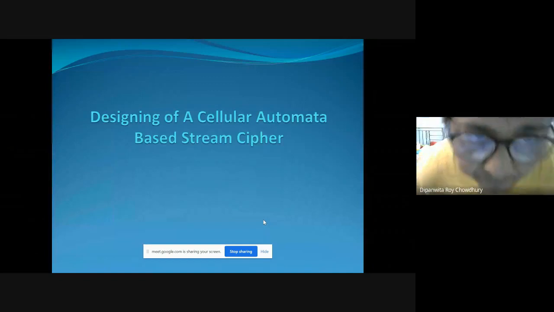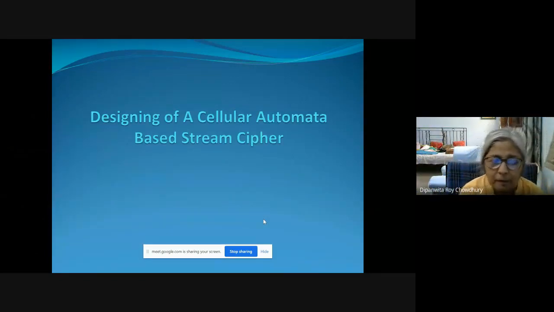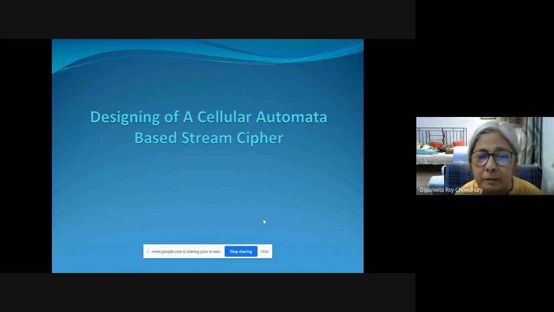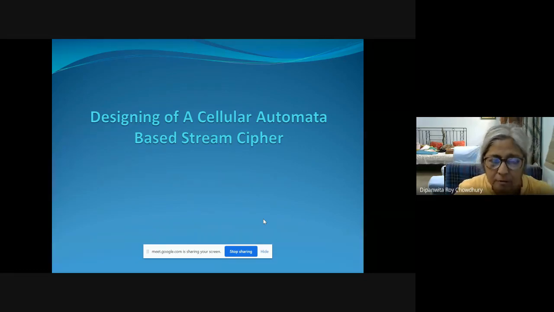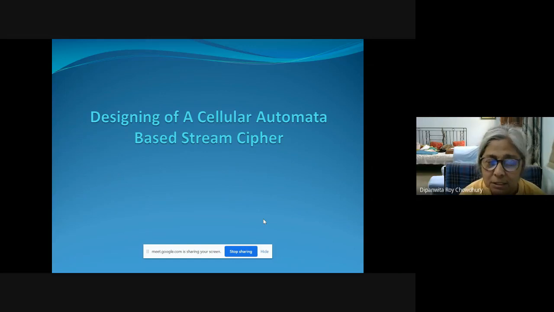So we start the second part with the background now. Now we see how cellular automata can prevent the fault attack on Grain cipher. So what we are doing is designing a cellular automata stream cipher, but we'll see mainly how we can resist the attack that we discussed in the last session.